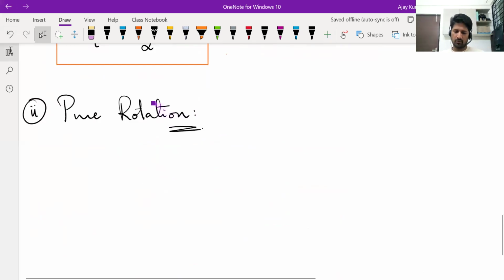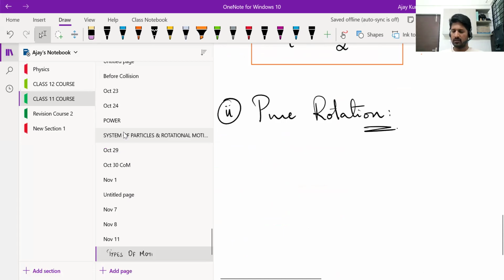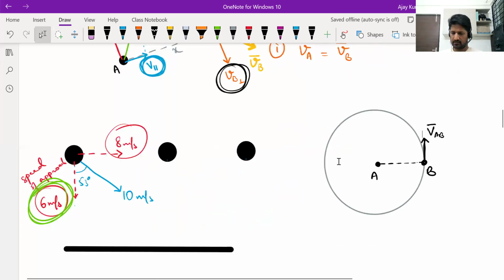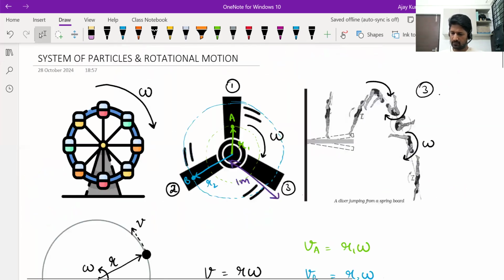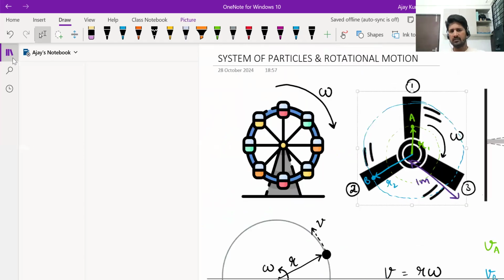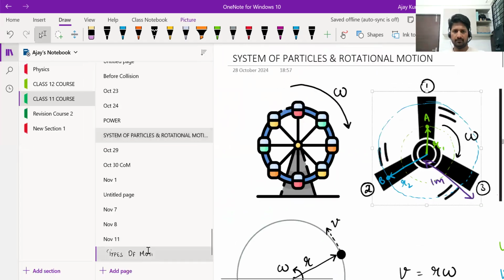What do we mean by pure rotation? Rotation around a fixed axis. Like in the first lecture of this chapter, we had considered some rotating systems. You can take that giant wheel or you can take the fan also. Let us use the fan as an example.